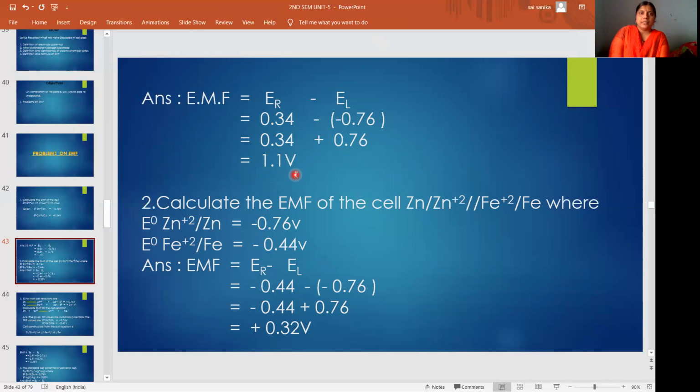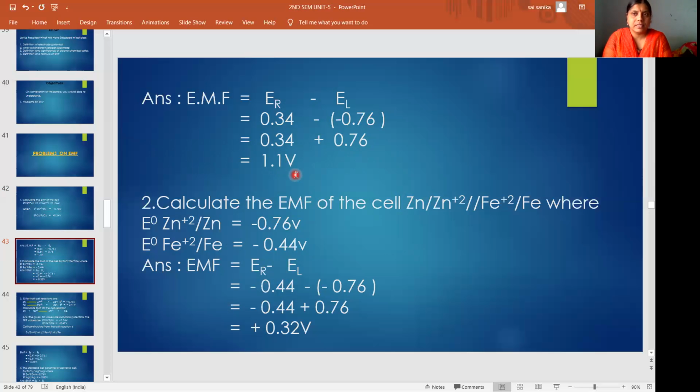E copper minus E zinc, you can write like that. Like this you have to do the problems. Very simple. You just have to identify which one is anode and which one is cathode. Then you can solve the problem easily.